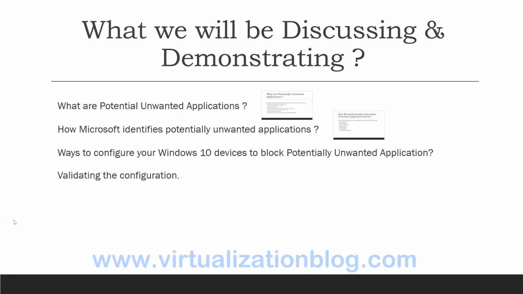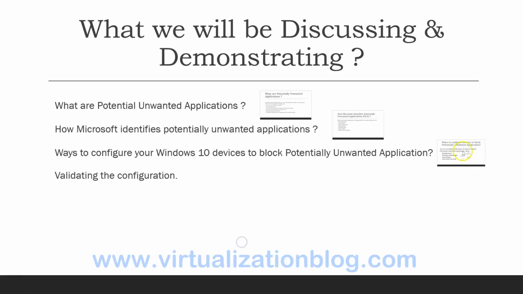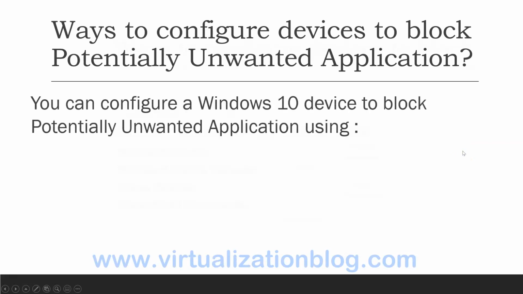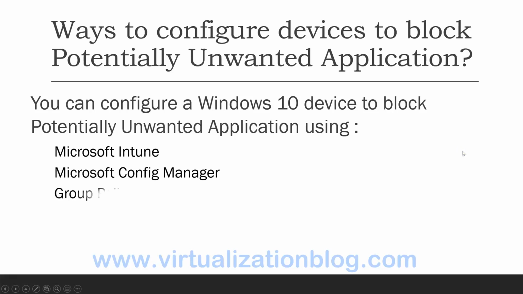So now we know what potentially unwanted applications are and how Microsoft recognizes them on devices. Let's discuss the possible ways you can configure a Windows 10 device to block potentially unwanted applications. You can configure a Windows 10 device to block them using Microsoft Intune, Microsoft Configuration Manager, Active Directory group policies, or PowerShell. So let's start configuring using Microsoft Intune first.